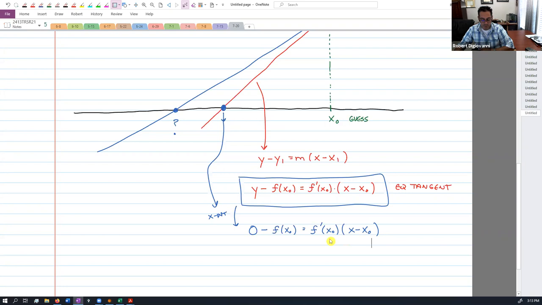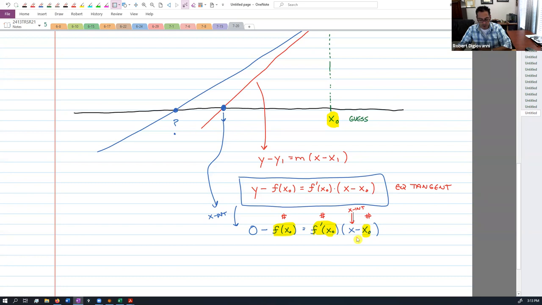And what are we supposed to do with this? Remember, x zero is a number. When I take the derivative and plug that number in, that's a number. And then when I plug the number x sub zero into the original function, that's a number. So this is a number, that's a number, that's a number. And this is the x-intercept, right? That's the actual x-intercept. So let's solve for x right here.